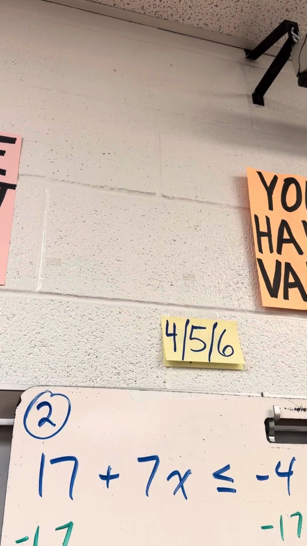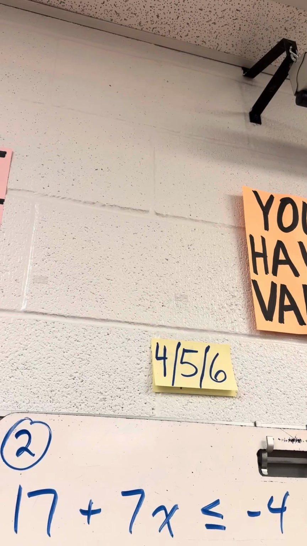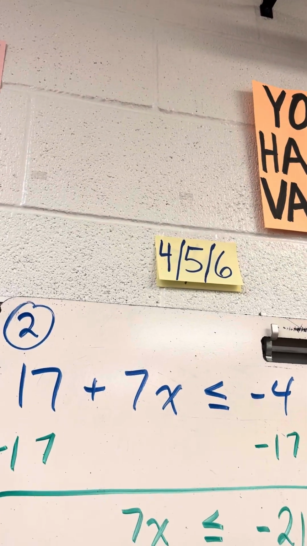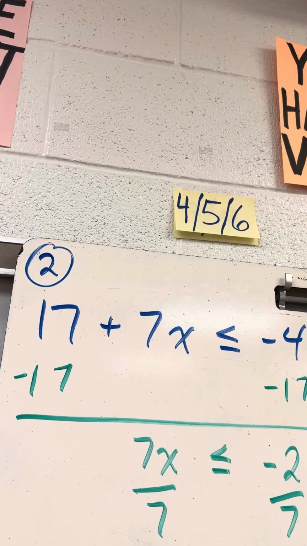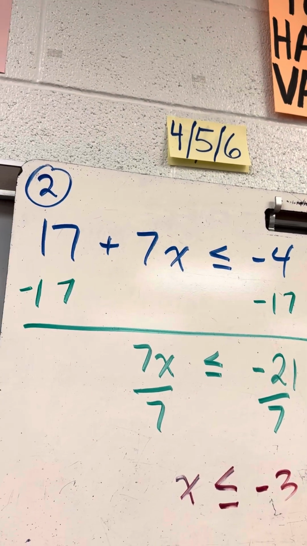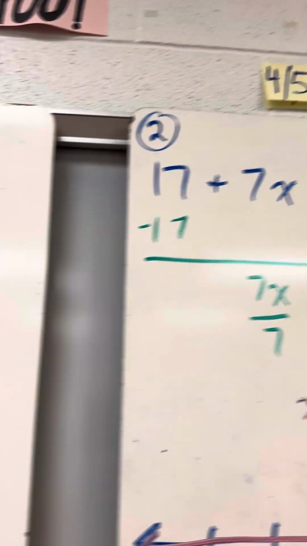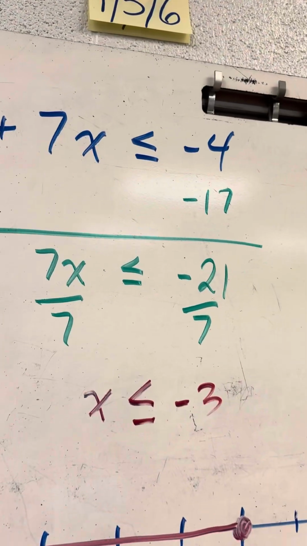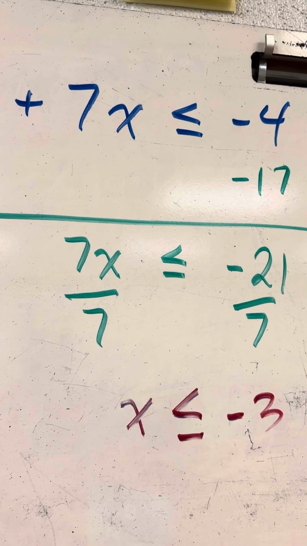17 plus 7x is less than or equal to negative 4. All right, we're going to minus 17 from both sides and get 7x is less than or equal to negative 21. Divide by 7 and you get x is less than or equal to negative 3. This time notice it's not just less than. This one is less than or equal to. So not only is it less than, but it's also equal to.